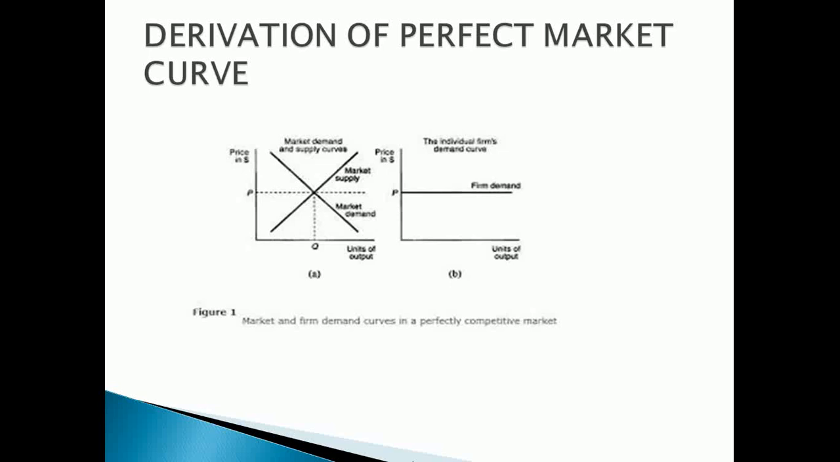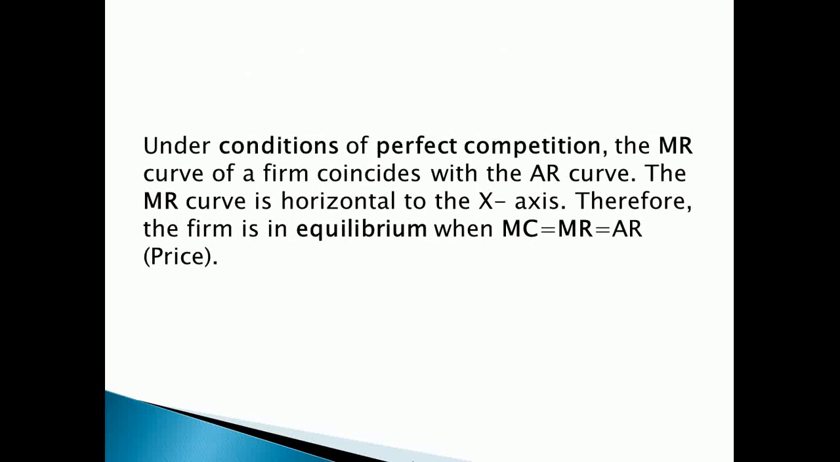Like I mentioned earlier, in the short run, supernormal profit is derived from the difference between AC and AR, which is average cost and average revenue. So when average cost is less than average revenue, the firm is experiencing what we call a supernormal profit.